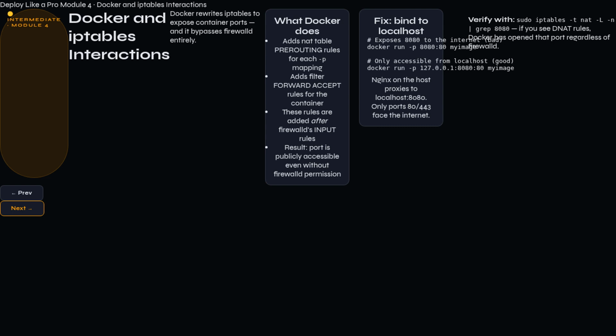Option 3, bind container ports to localhost only. docker run -p 127.0.0.1:8080:80 myimage. This makes port 8080 only accessible from localhost, not from external networks. Option 3 is usually the cleanest for a Node.js application behind Nginx.